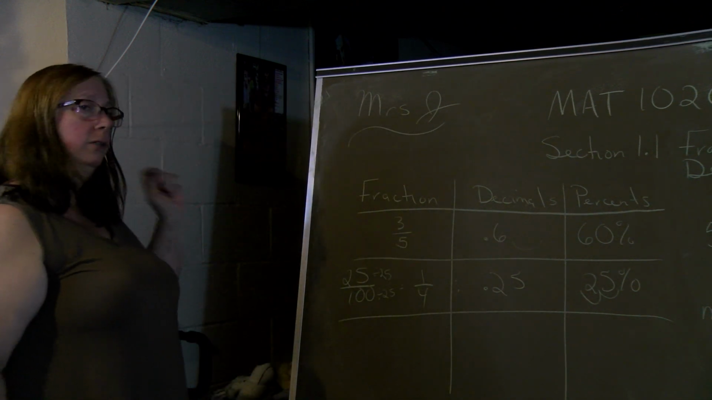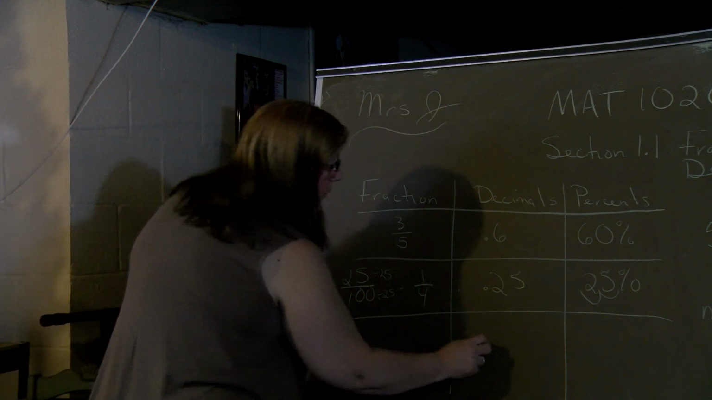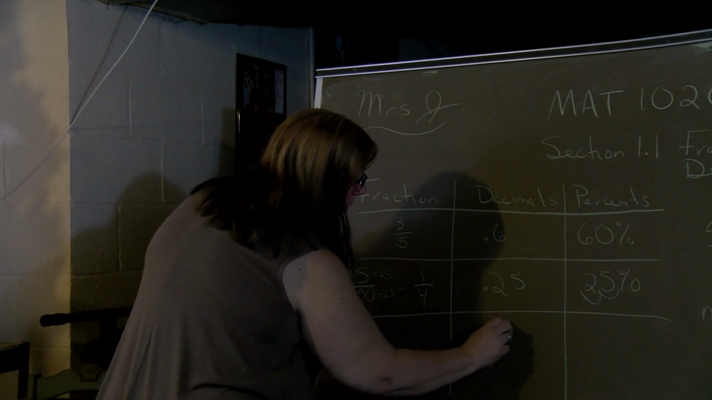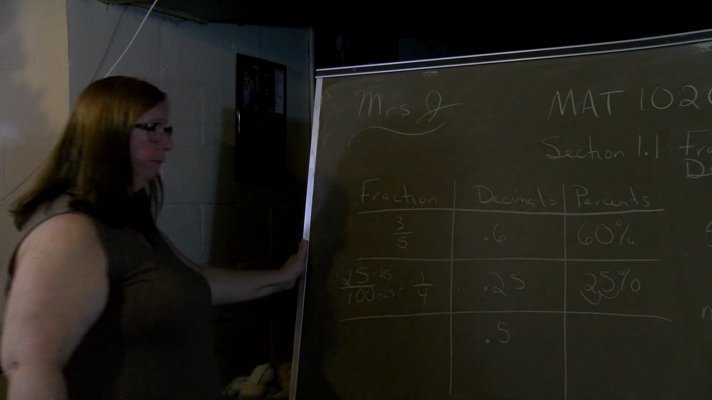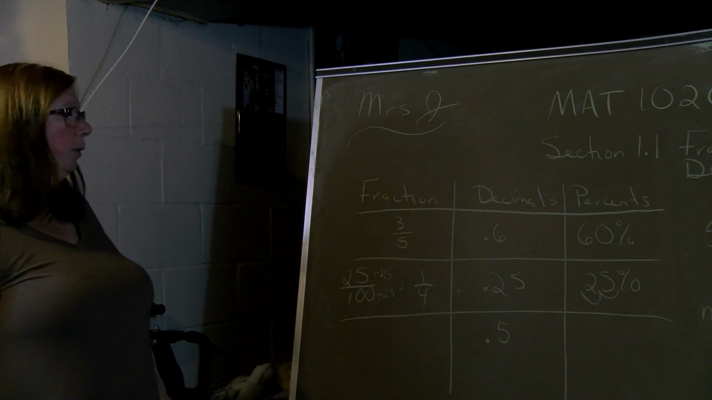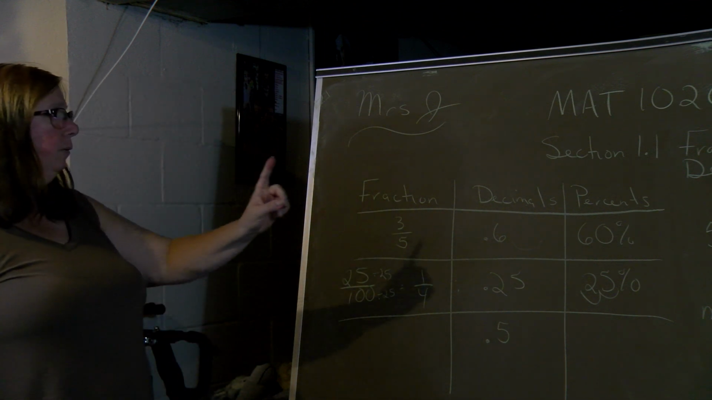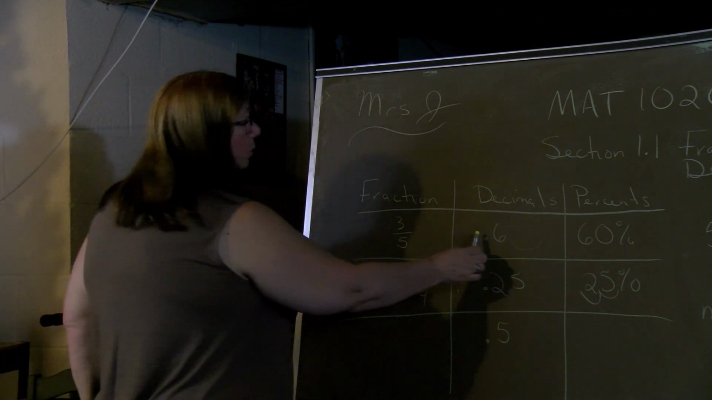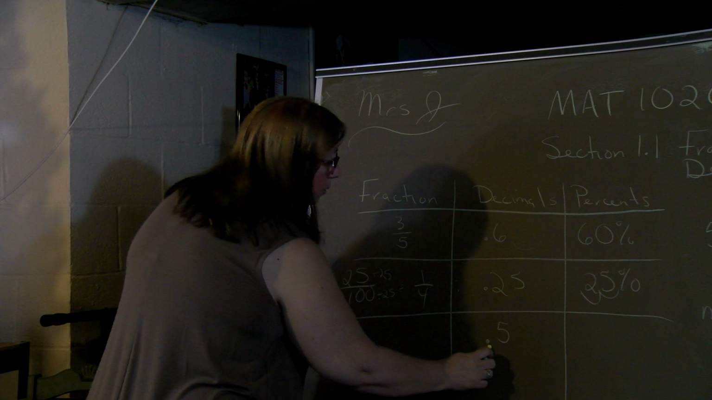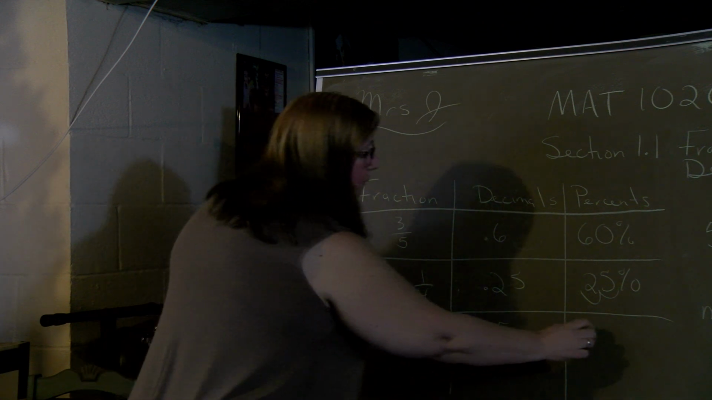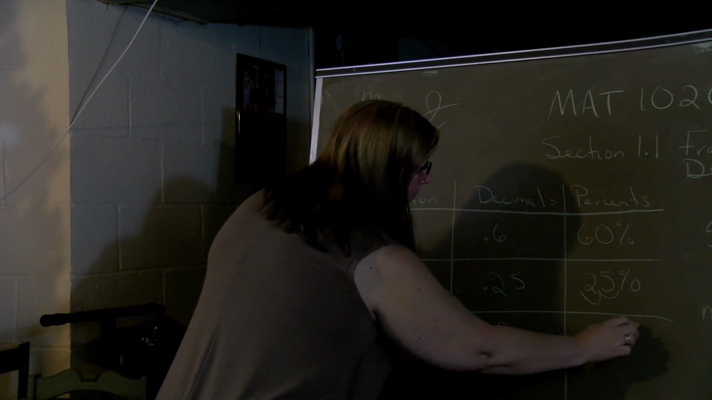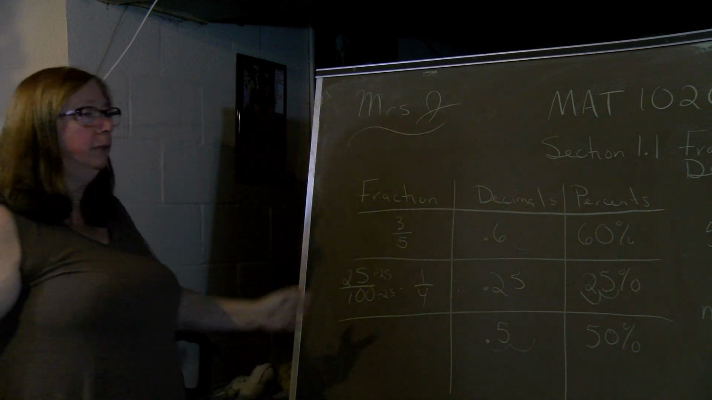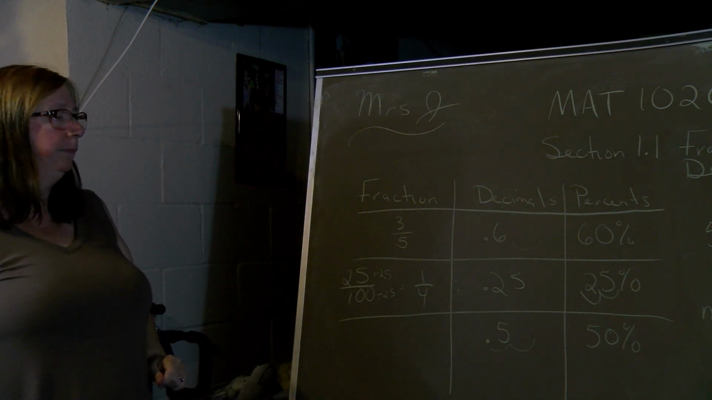Okay, let's try starting with the decimal. So if we have 0.5, and we know the percent already how to get that, we just move the decimal to the right 2, and we get 50%. What we're doing is multiplying it by 100.